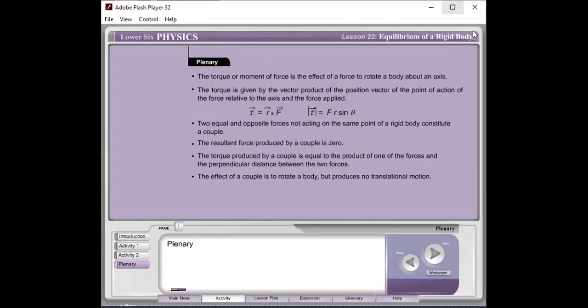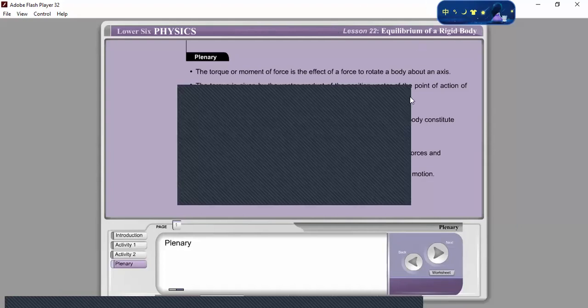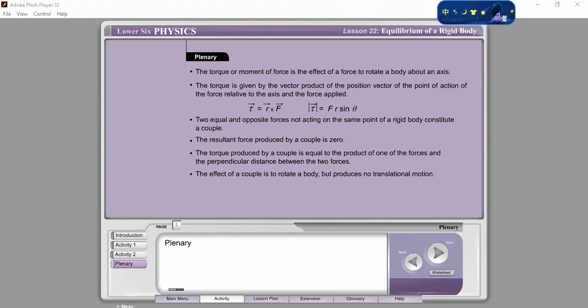Okay, as a conclusion for today's lesson, the torque or moment of force is the effect of a force to rotate a body about an axis. The torque is given by the vector product of the position vector of the point of action of the force relative to the axis and the force applied, where the vector of the torque is equal to the vector R times the vector F. Easiest, torque equals RF.